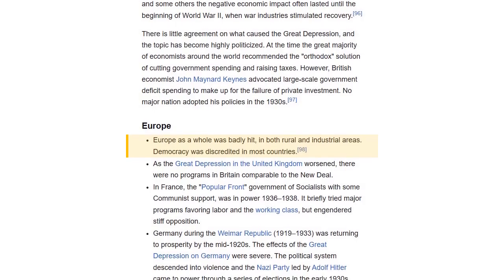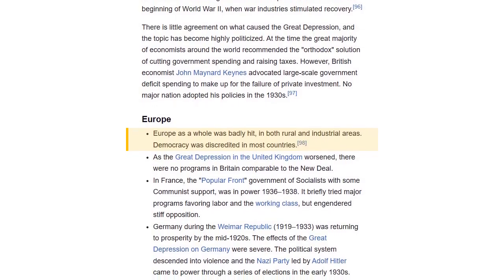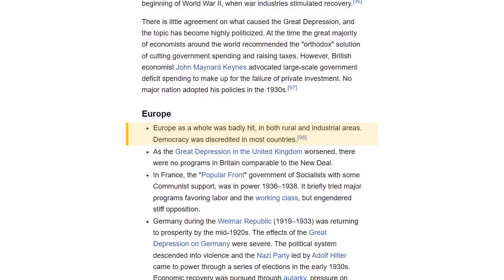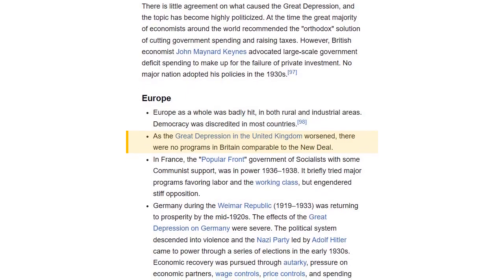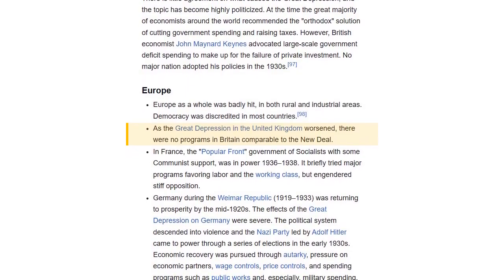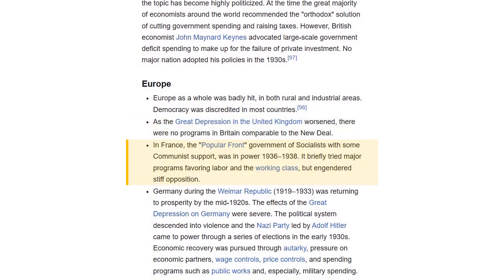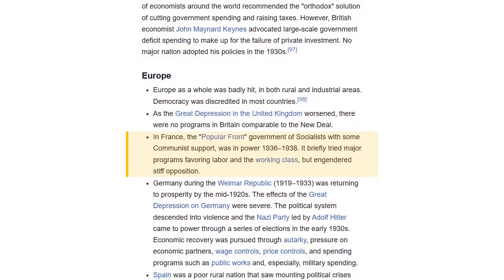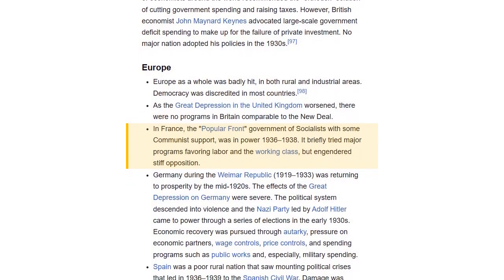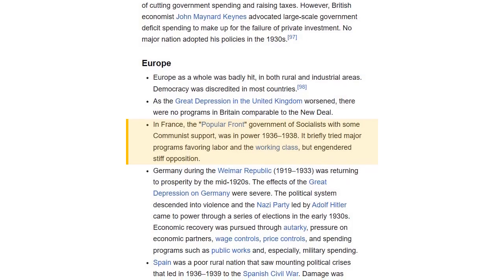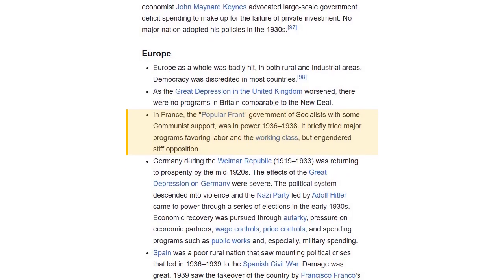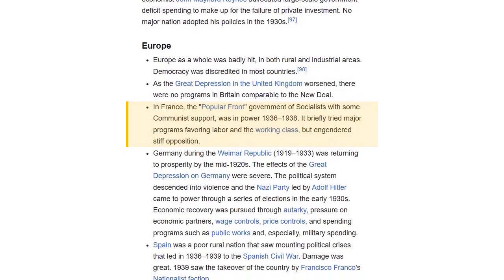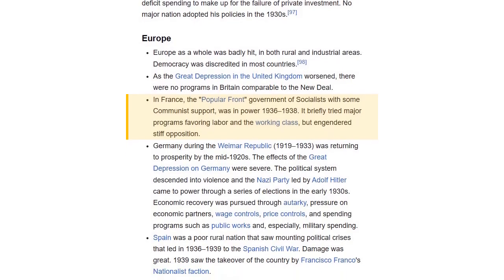Europe as a whole was badly hit in both rural and industrial areas. Democracy was discredited in most countries. As the Great Depression in the United Kingdom worsened, there were no programs in Britain comparable to the New Deal. In France, the Popular Front government of socialists with some communist support was in power 1936-1938. It briefly tried major programs favoring labor and the working class, but engendered stiff opposition.